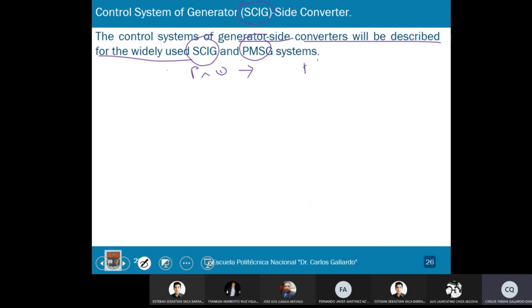It means the field-oriented control. So to achieve the decoupling of the active and reactive power, the generator side converter is generally controlled according to the field-oriented control. So what does it mean? It means the generator rotor flux. I will have here, this is the D-axis, for instance. And this is the Q-axis.